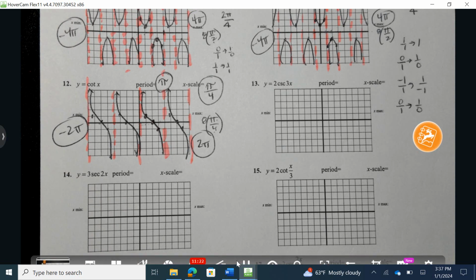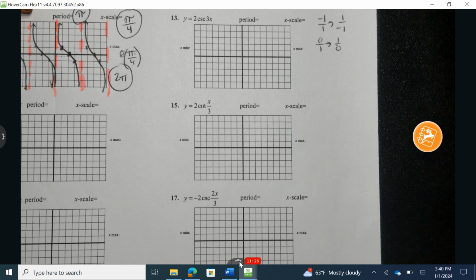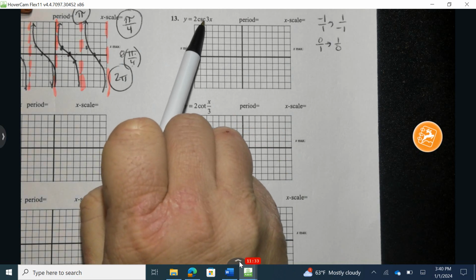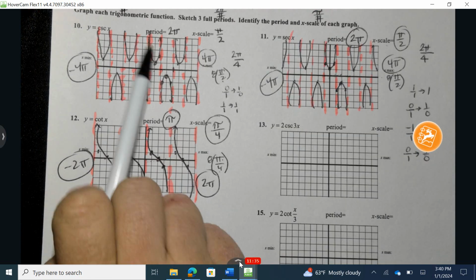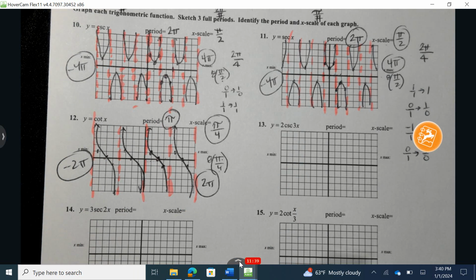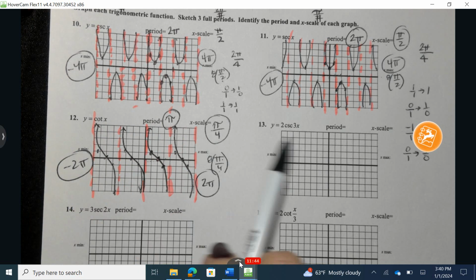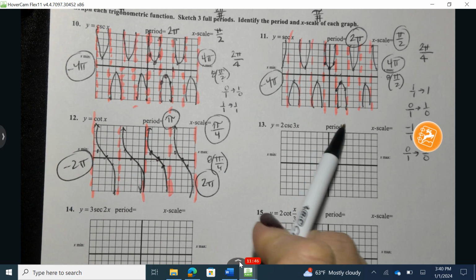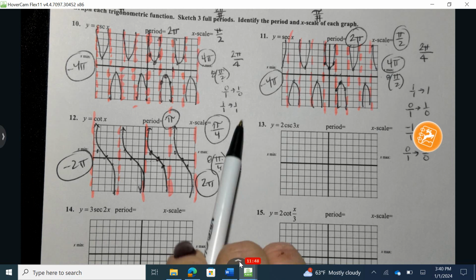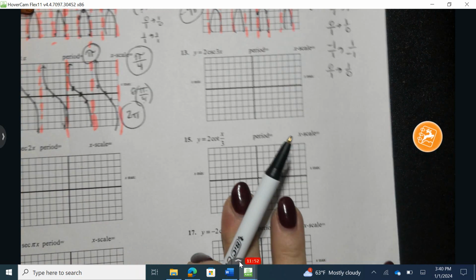Let's take a look at number 13. Okay, so if you've caught on to this as we've graphed the other graphs, I'm really focusing on what does the secant look like. So I already know the secant is going to look like this. There is no vertical shift. There is a stretch, which means it's going to rise faster and fall faster. And I can see that the period length and x scale will be impacted by the value in front. But it's the same basic shape.